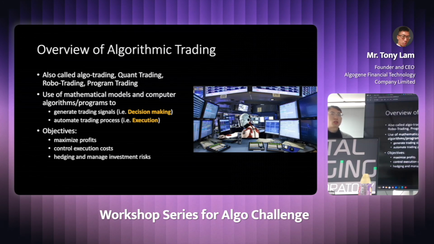So algo trading does not only focus on making profits. It also has three other objectives. It can be used to control the execution cost, and it can also be used for hedging to manage your investment risk.